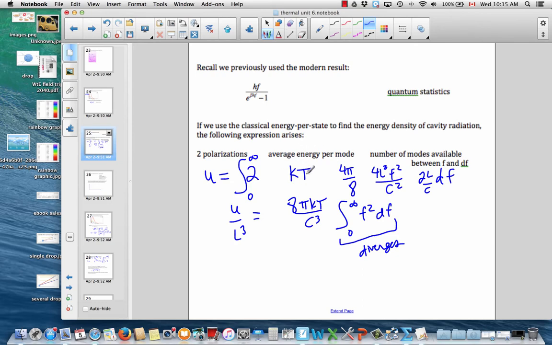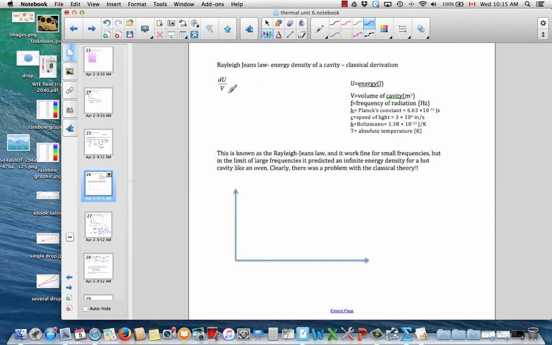So the classical average energy per mode doesn't give the right answer. The Planck energy per mode does. So this classical result is known as the Rayleigh-Jeans law. And it says the energy density should be 8 pi kT over c cubed. Now this is du, so we lose the integral, and it's f squared. So that should be the energy density. And that's called the Rayleigh-Jeans law, RJ.